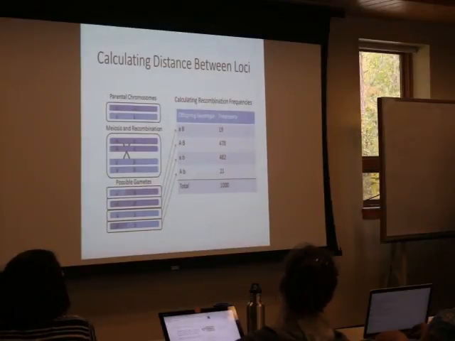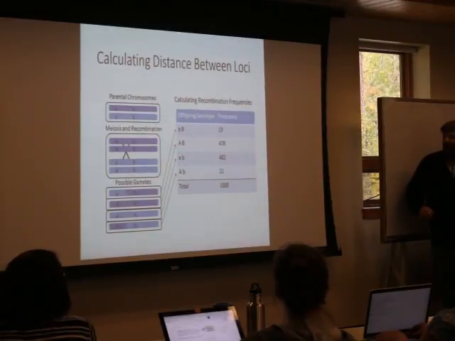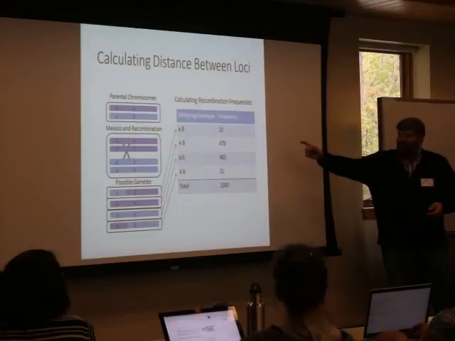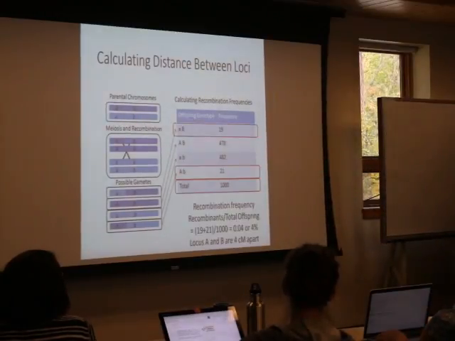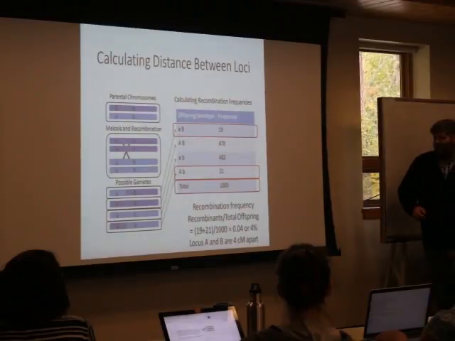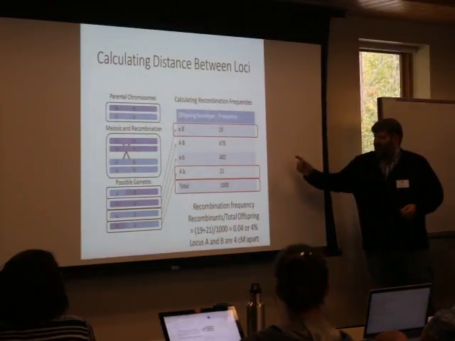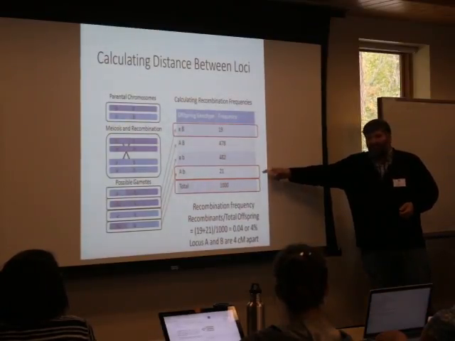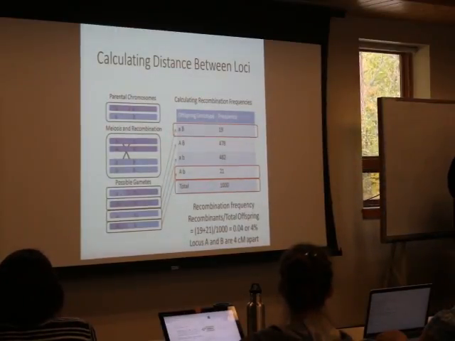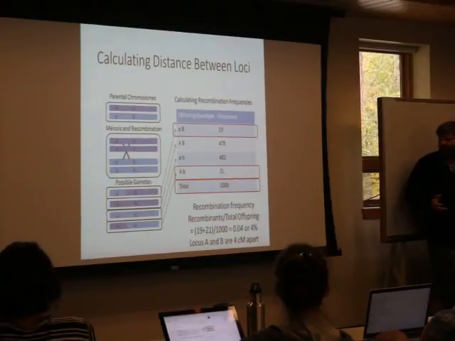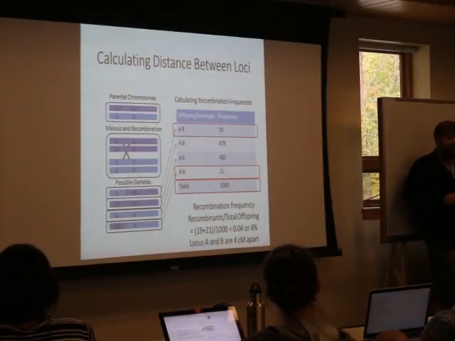So when we calculate the recombination frequency, we look at the number of offspring that have each of these genotype combinations. To get the recombination frequency, we take the number of recombinants, so 19 plus 21, and divide by the total number of offspring, which is 1,000 in this case. So these 2 markers had a 4% recombination rate, and so they're 4 centimorgans apart.